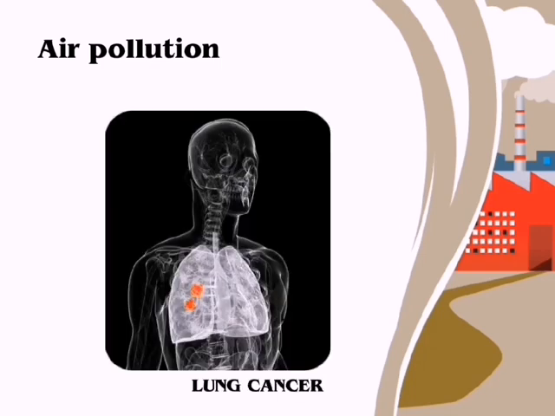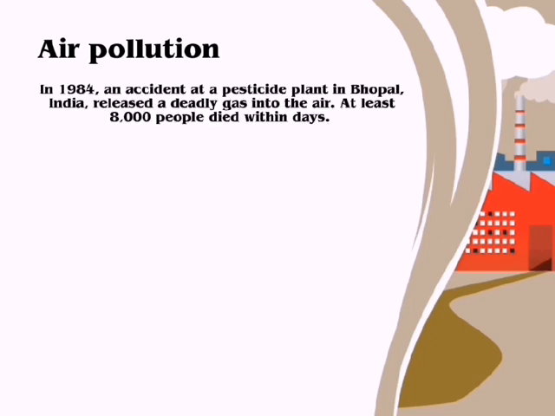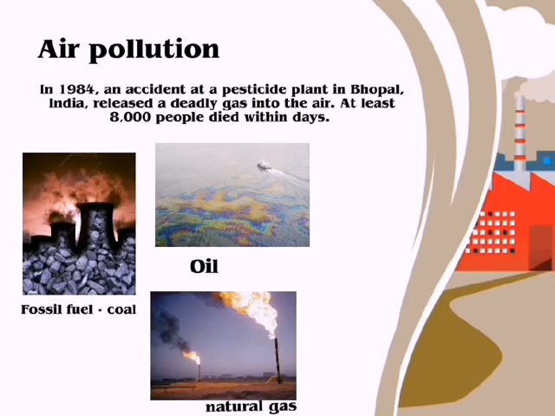Sometimes, air pollution kills quickly. In 1984, an accident at a pesticide plant in Bhopal, India, released a deadly gas into the air. At least 8,000 people died within days. Most air pollution is not natural. However, it comes from burning fossil fuels: coal, oil, and natural gas.